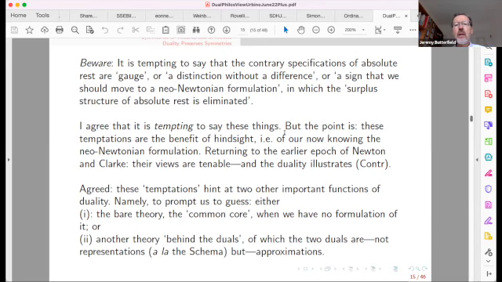Okay, so I do agree, and this goes back to Sebastian on heuristic functions and practical roles of dualities, that these temptations hint at how a duality can prompt us to guess what the bare theory is when we don't have a formulation of it.